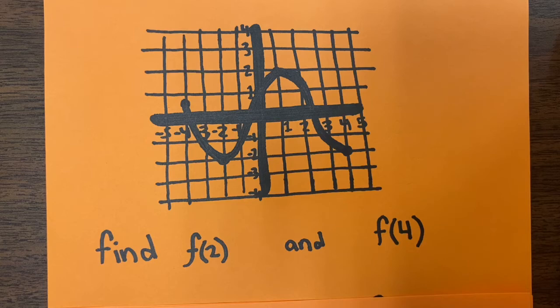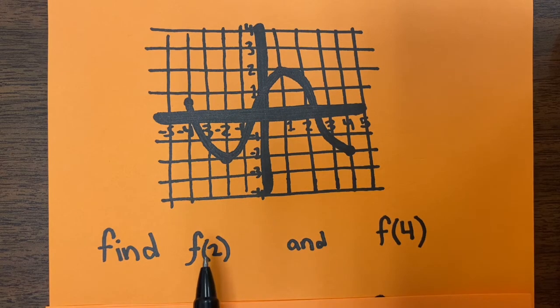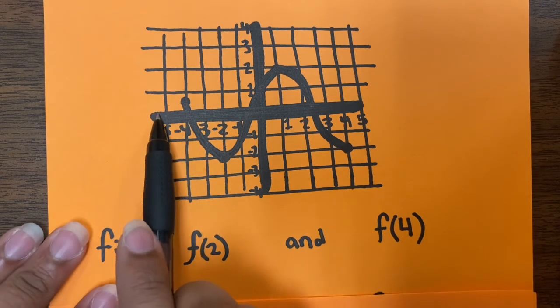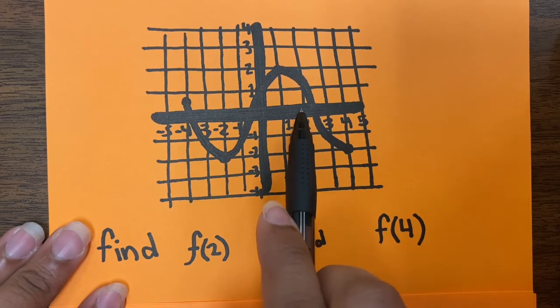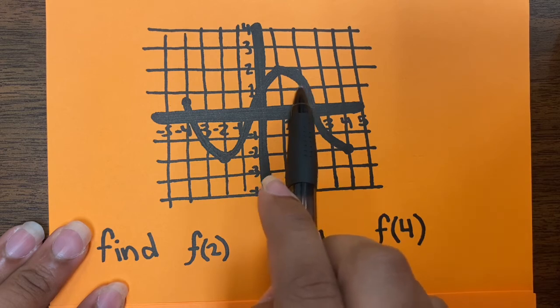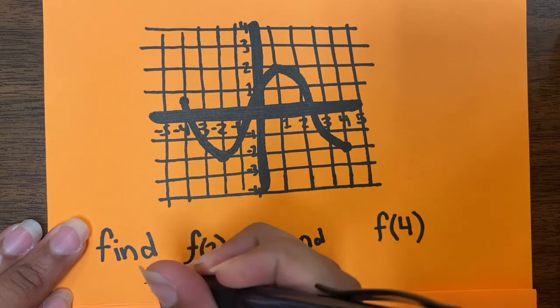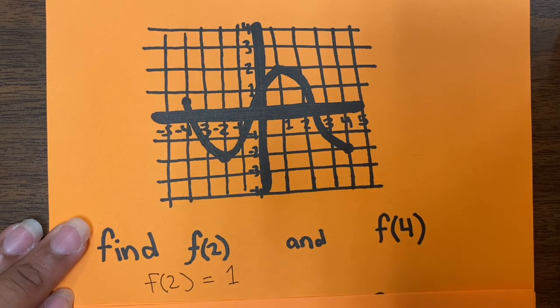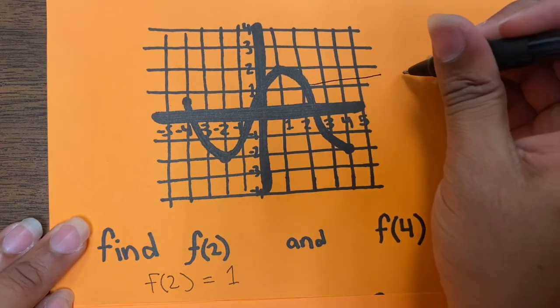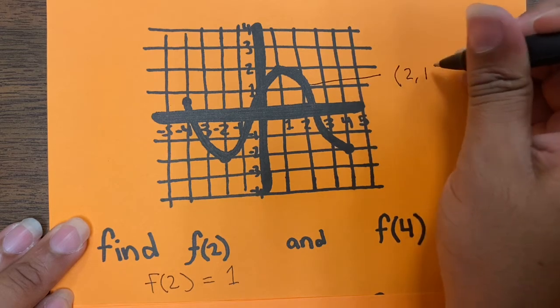Sometimes we're given a graph that looks like this. And it's going to ask us to find f of 2 and f of 4, or something like that. Meaning when x is 2, what is the y value that comes with it? So when x is 2, I scanned and I found 2 on the x-axis, and I go up and it's at about 1. So f of 2 equals 1. And remember, we would write this coordinate point as 2, 1.